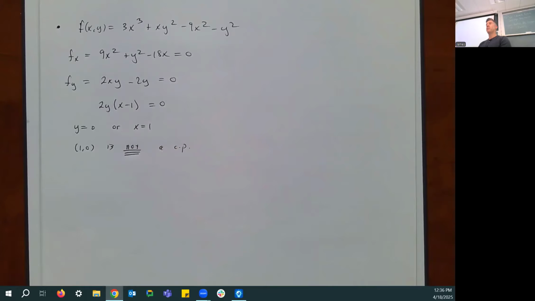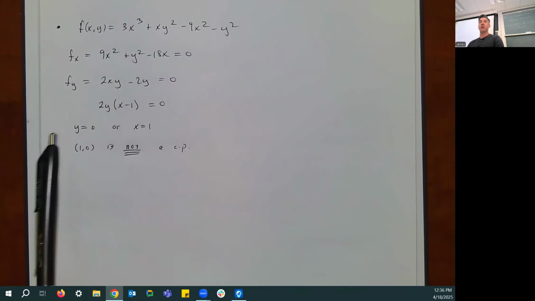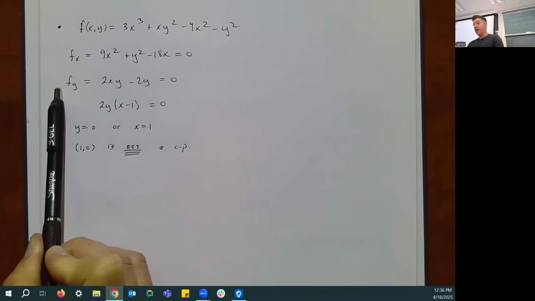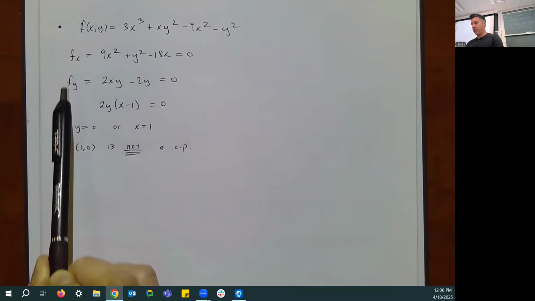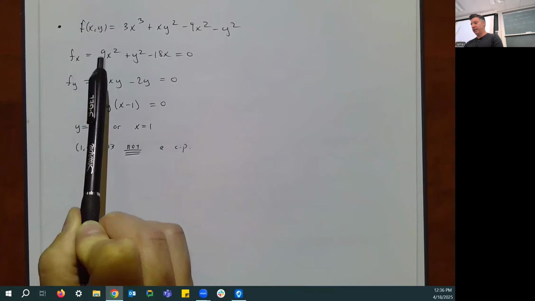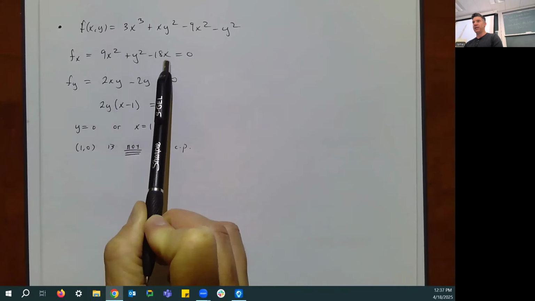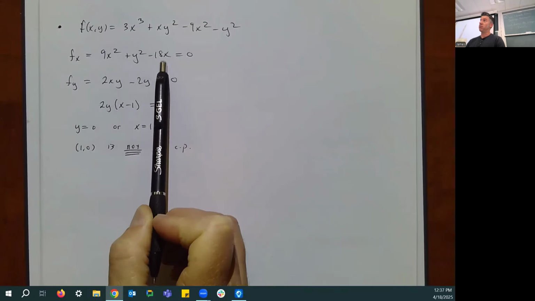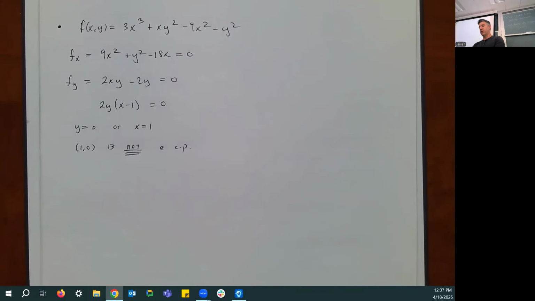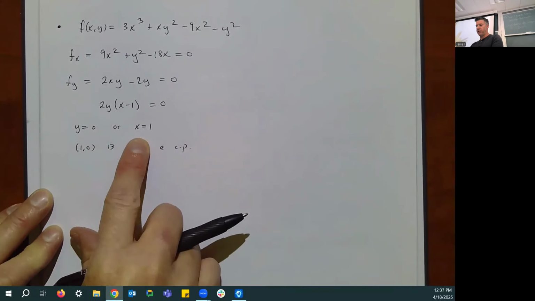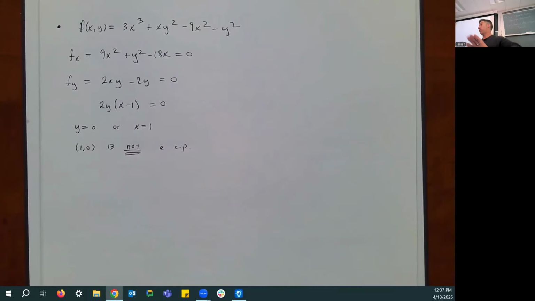Why not? Because if you plug that coordinate into both partial derivatives, they're not both equal to 0. So to be a critical point, you have to be able to plug that point into each of these equations and get 0 out. It'll certainly work here. It will certainly not work here. If you plug in 1 for x and 0 for y, you get 9 plus 0 minus 18, which is negative 9, which is not 0. So I just want to be super clear because sometimes people get really confused about like, oh, I got 1 for x and 0 for y. That means 1 comma 0. No, it's not a critical point.